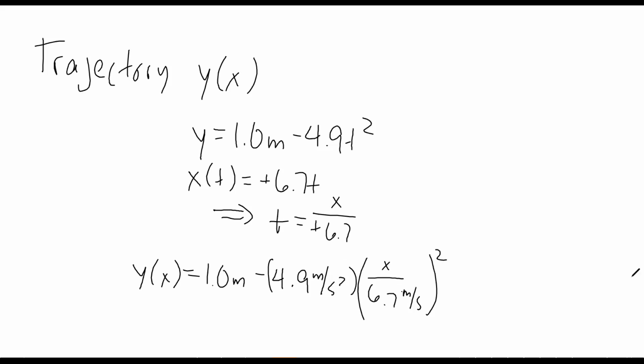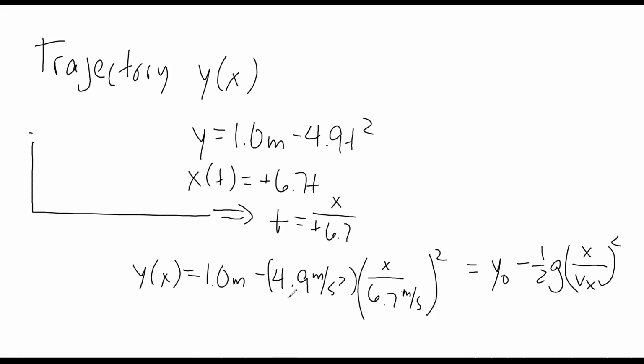So that makes sense. And in general, this would be y naught minus 1/2 g x over v sub x squared. So you plug that into your calculator, and you'll get the actual trajectory that we started off with. So that's a quick little review about trajectories.